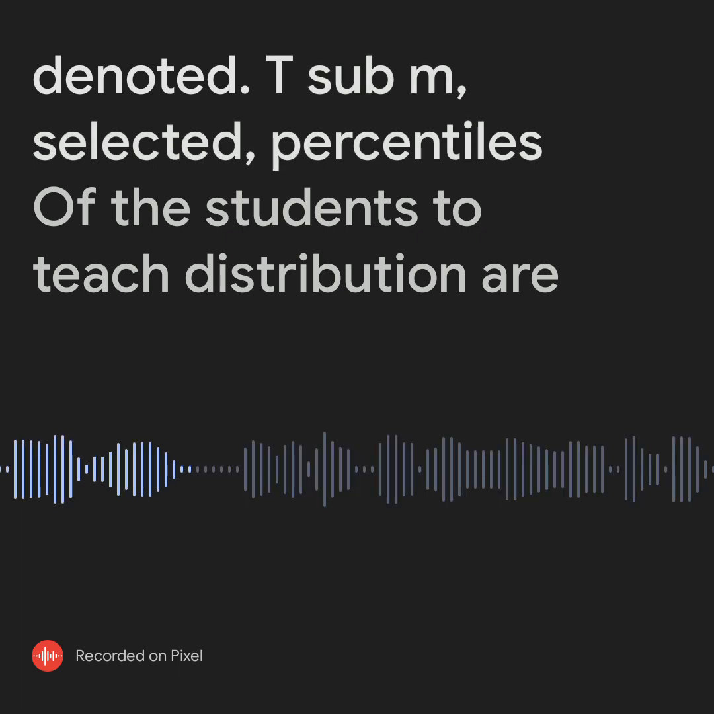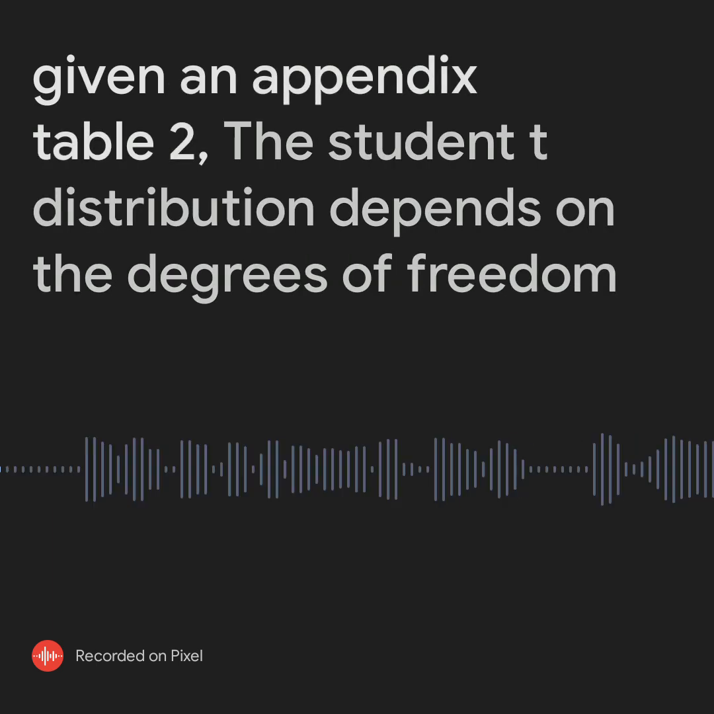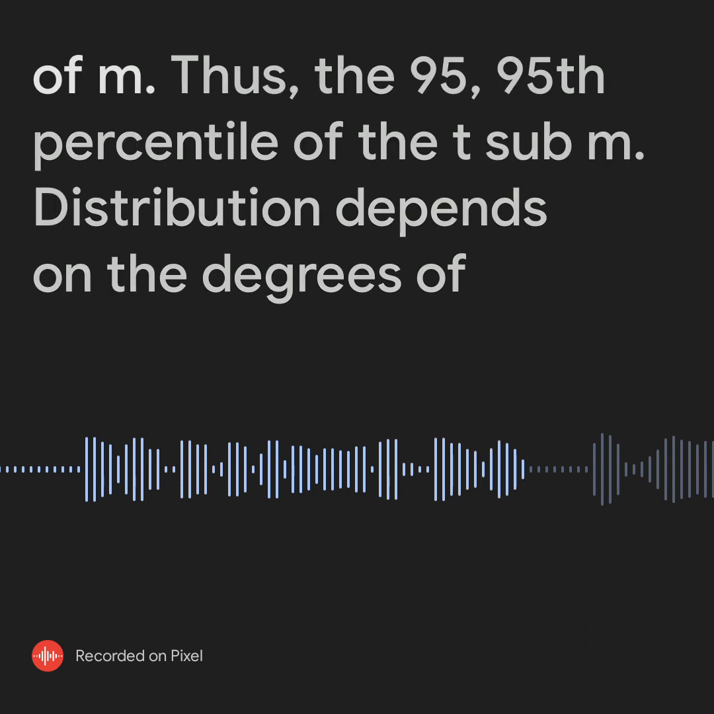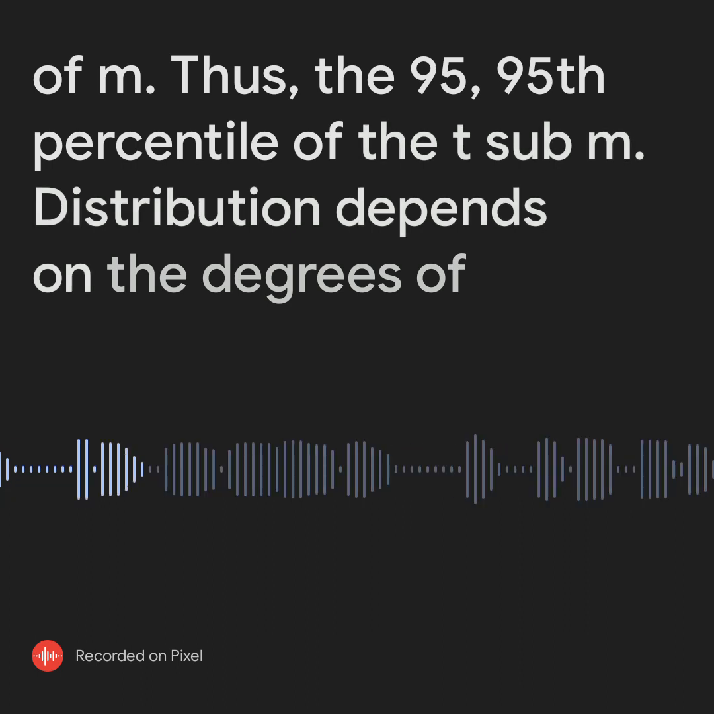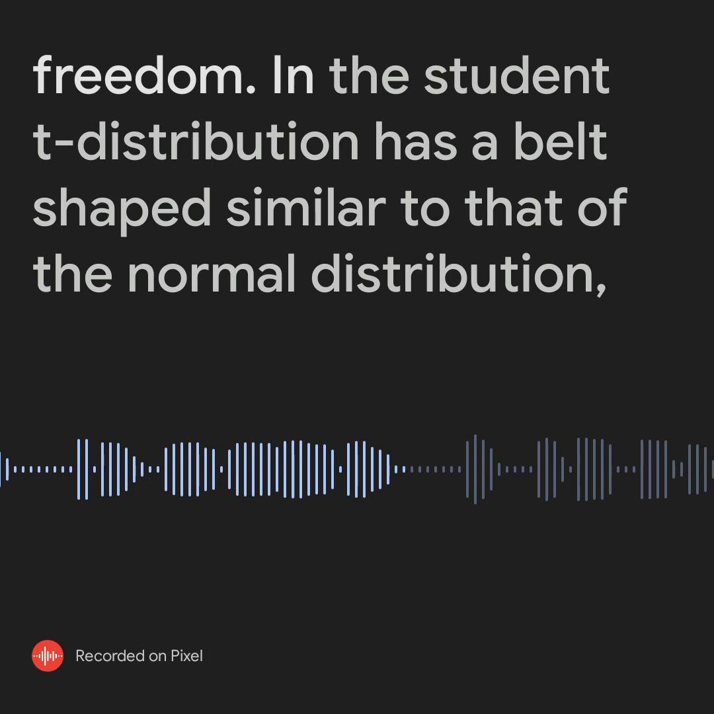Selected percentiles of the student t-distribution are given in Appendix Table 2. The student t-distribution depends on the degrees of freedom m. Thus, the 95th percentile of the T sub m distribution depends on the degrees of freedom m.